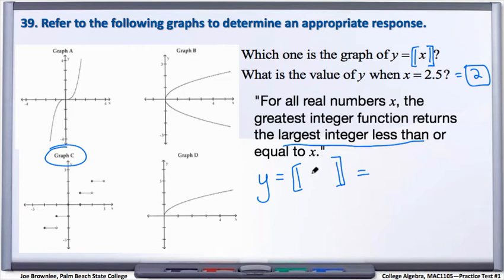What if we plug in, how about 7.9? 7.9 is definitely not an integer because we have this 0.9 decimal, this fractional part. So when we plug in 7.9, we're going to get out the largest integer less than 7.9. And the largest integer less than 7.9 is 7. We round down.